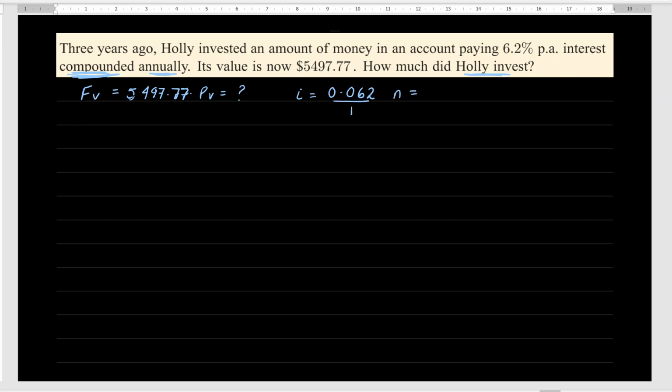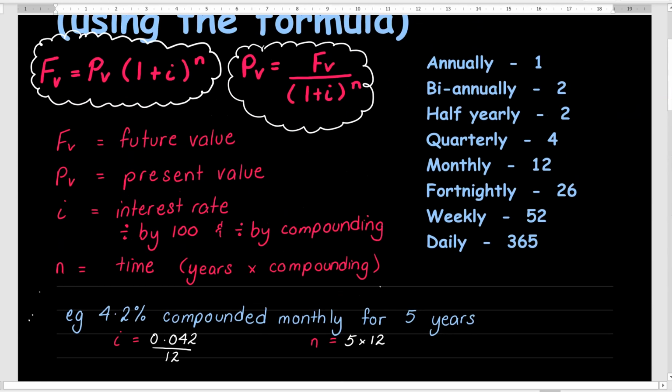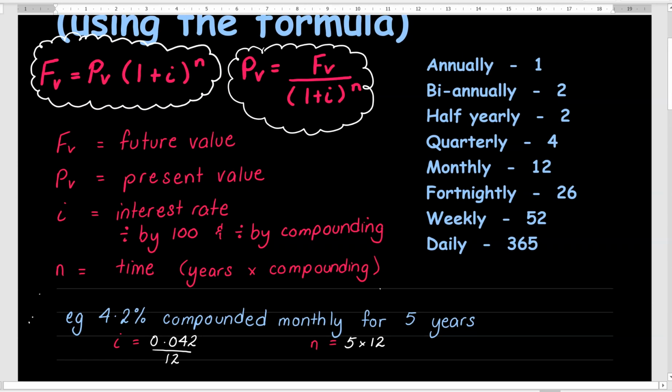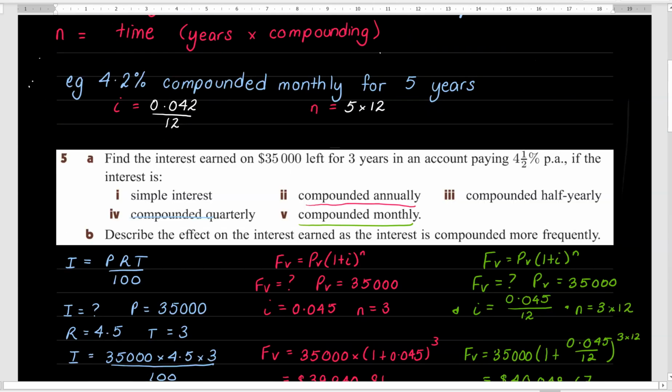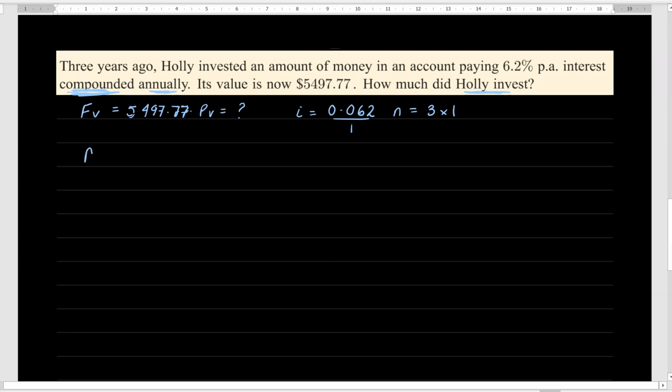And of course, our N, it's 3 years. And again, I'm putting the times by 1, which is a bit silly because it's annually, but just to show you, if it was quarterly, then I have to times by 4. If it was monthly, times by 12, etc. Now, if you go back right to the beginning, we've got our 2 formulas here, right? This one has been rearranged to get PV by itself. To get rid of this times 1 plus I to the n, we just divide it. So that's the one we will write down here because we want to get the PV.